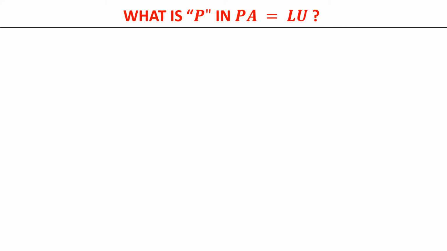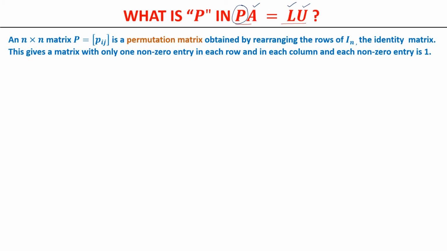So we are going to discuss the decomposition of the type PA equal to LU, of which we are surely aware of what A is. A is a given matrix, L is a lower triangular matrix, U is an upper triangular matrix. So naturally the question would arise: what is P? Now here this P is called a permutation matrix. We shall define it now.